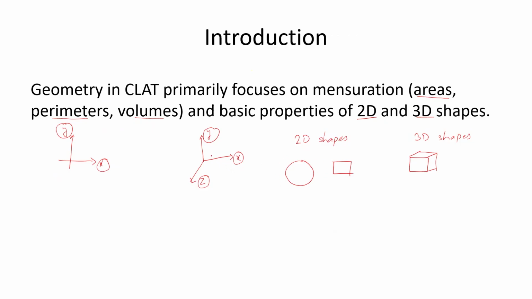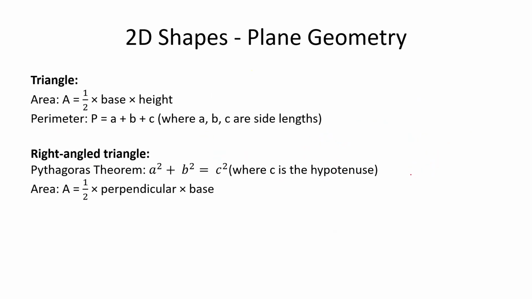And what are 3D shapes? 3D shapes you cannot draw on paper, something like a matchbox or cuboid. This is an example of 3D shapes. Next, what are all the types of 2D shapes? So it is the triangle. Triangle is a shape like this, and here is the formula for the area of the triangle.